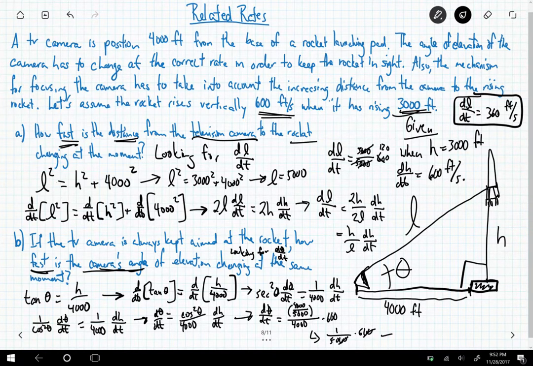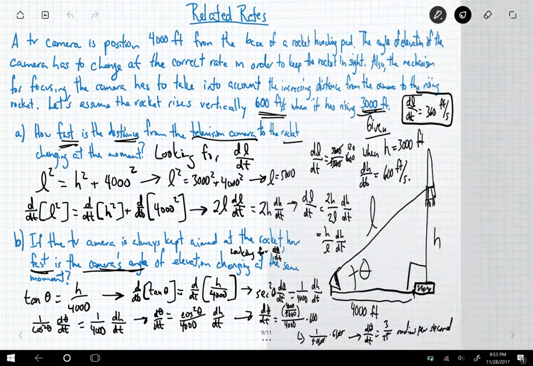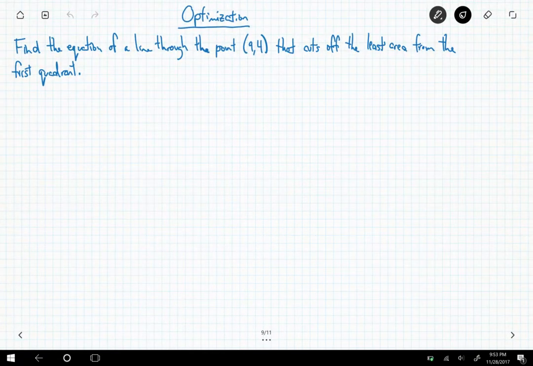So this d theta/dt equals 3 over 25. And this would be radians per, what is it, second? Yeah. And that's our final answer. So there's our good old related rates problems. Next one, moving on to optimization.